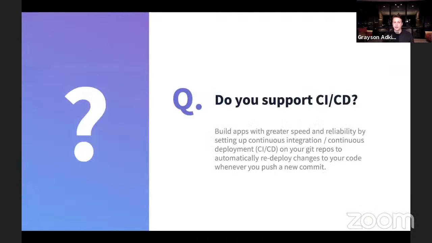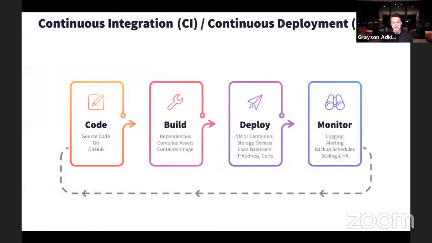So again, all that's to drive home, really need to be looking for a cloud provider that supports GitHub. Second question to ask is, do you support CI/CD? So you can build apps with greater speed and reliability by setting up what's known as continuous integration and continuous deployment, or CI/CD pipelines, on your GitHub repos so that you can automatically redeploy changes to your code whenever you push new commits. And I really can't emphasize this enough as being a game changer in terms of speed and reliability in terms of deploying apps to the cloud.